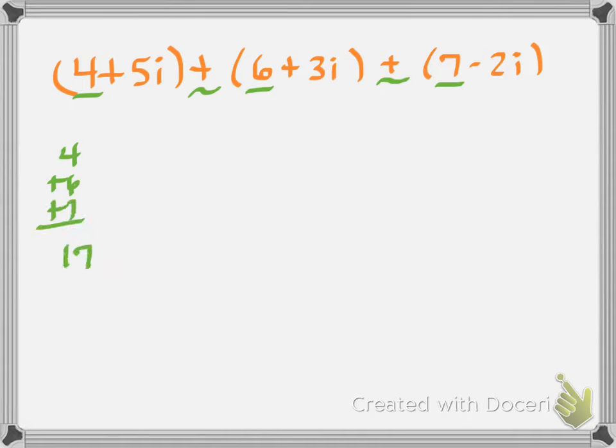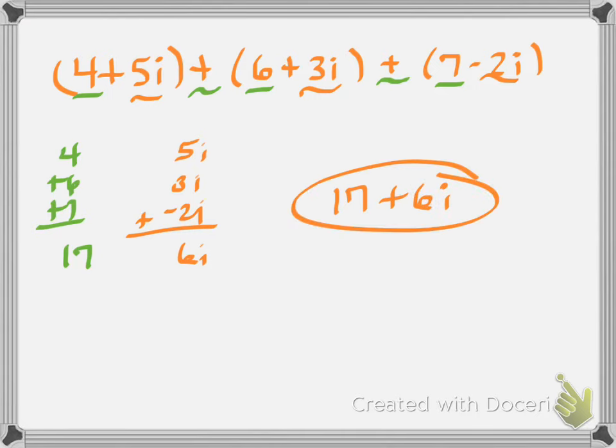Pretty simple. I also have a 5, a 3, and a -2. So if I take 5, 3, and -2, and I add all of these together, I would get 6. So my real part is 17, my imaginary part is 6. That's it. That's all there is to it.